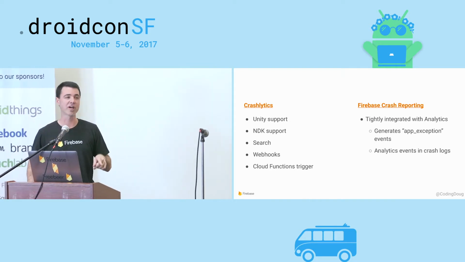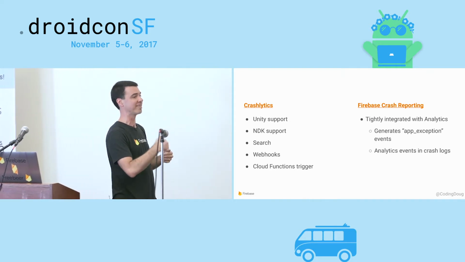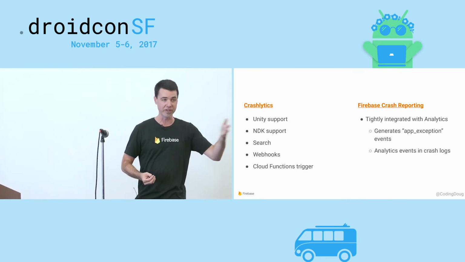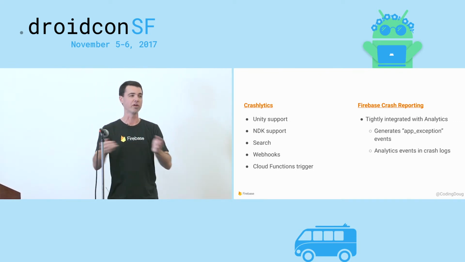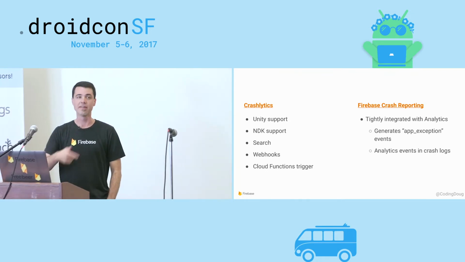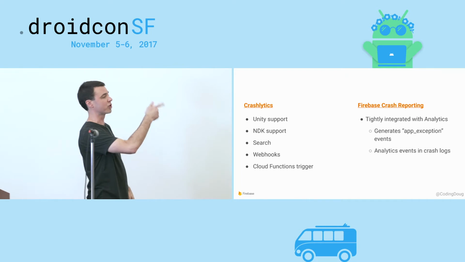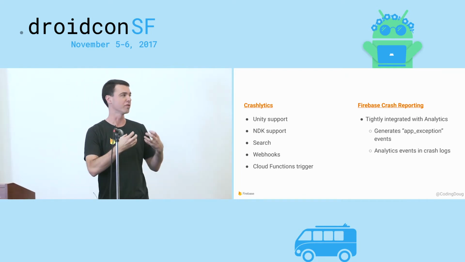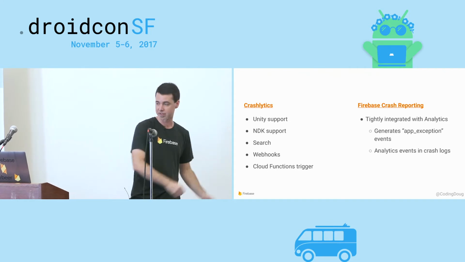Now, the one thing that Firebase Crash Reporting does better than Crashlytics is it has integration with Firebase Analytics. It will generate events with each crash. That event becomes part of the user's event trail, so you can create an audience of people who have had crashes. Similarly, when there's a crash in the log, it will have all of the analytics events that they generated. This helps you figure out what the user was doing up until the time of a crash.